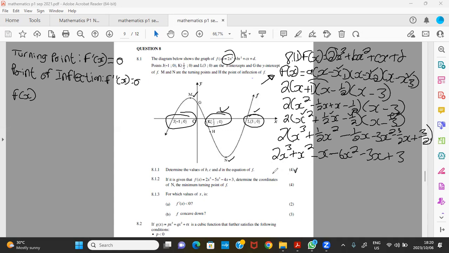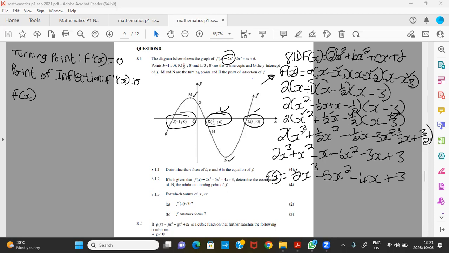So I'm just going to group my like terms together. So this is now my f of x. So I will have 2x cubed. So I have x squared minus 6x squared. That's going to be minus 5x squared. And then I'm going to have negative x minus 3x, which will be minus 4x. And lastly, I just have the plus 3.